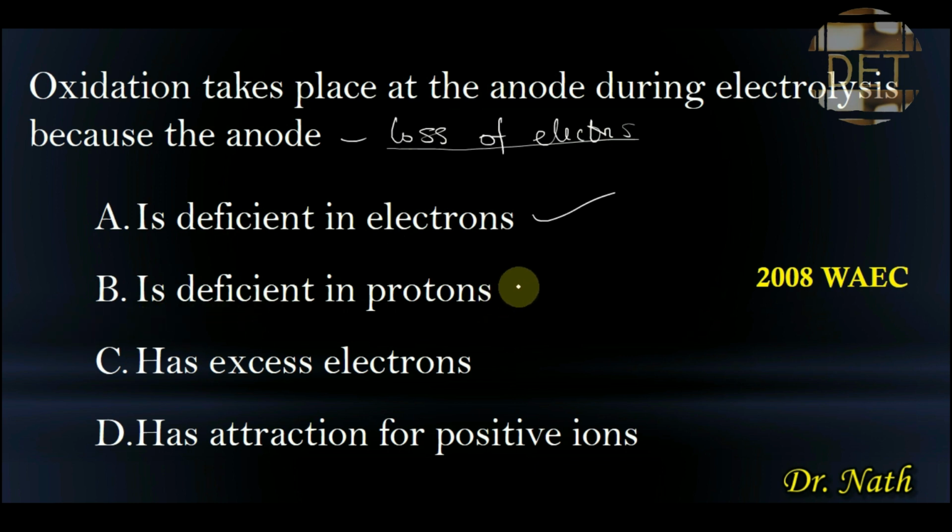Is it deficient in protons? No. Has excess electrons? No. That would have been true if we were talking of reduction, because during reduction there is gain of electrons. Option C would have been true if we were talking of reduction. Then option D, has attraction for positive ions. This is no. So oxidation takes place at the anode during electrolysis because the anode is deficient of electrons.